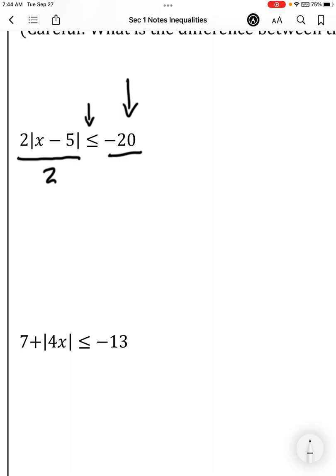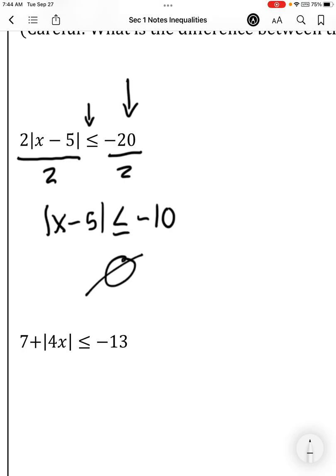So let's go ahead, divide by 2, and that will give us the absolute value of x minus 5 is less than or equal to -10. From here, there's nothing else outside the absolute value, so we can go ahead and declare this no solution because there is no number smaller than -10 once you take the absolute value of it.